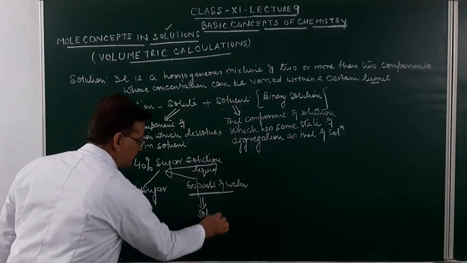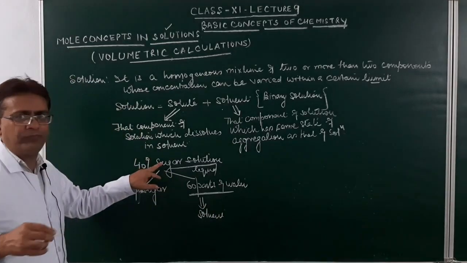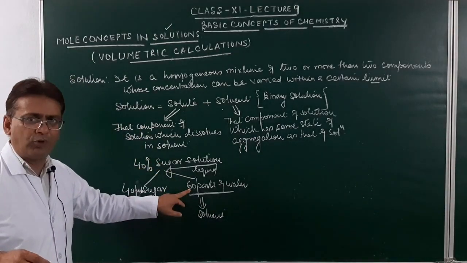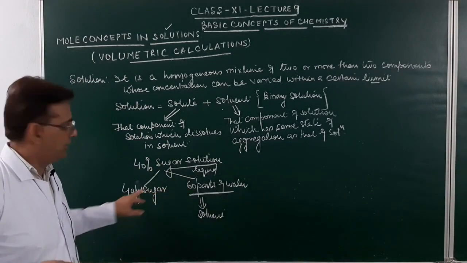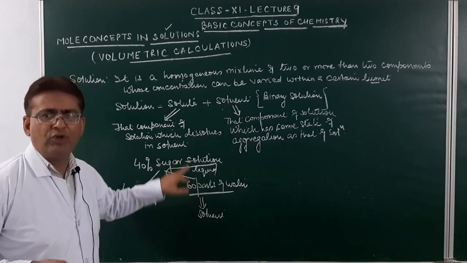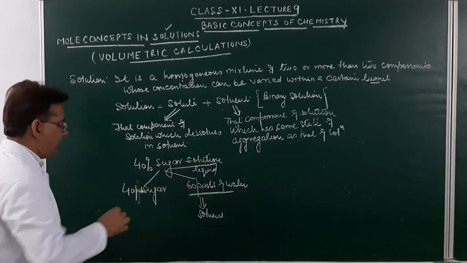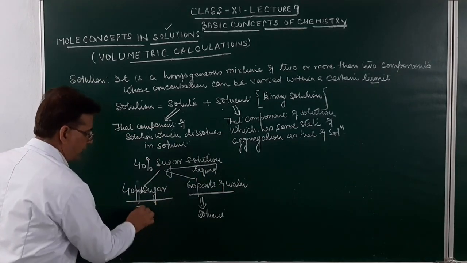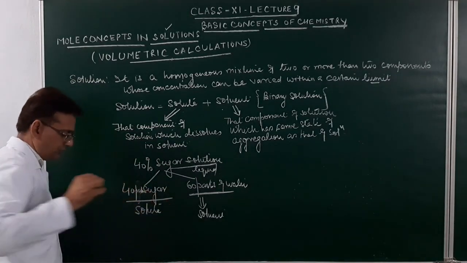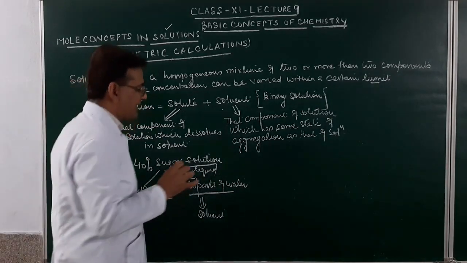Am I clear? The solution is in the liquid form. Water is in the liquid form. Sugar is in the solid form. The solution and water have the same state of aggregation. So water will be the solvent and sugar will be the solute. Sugar over here will be the solute. Am I clear? Now see another example.